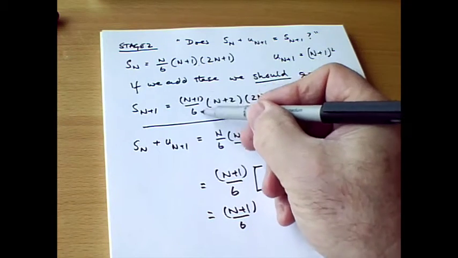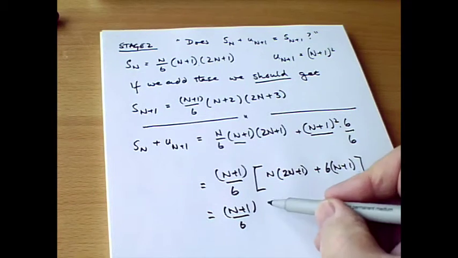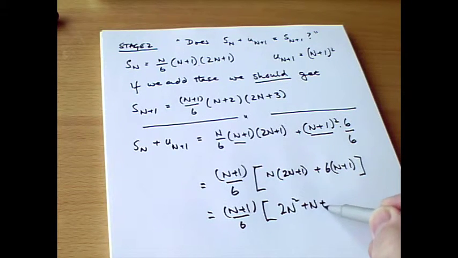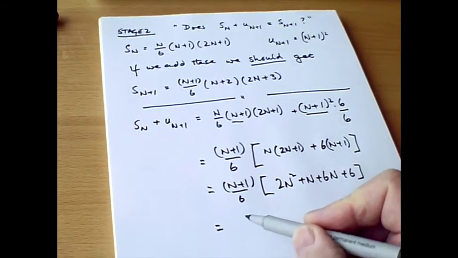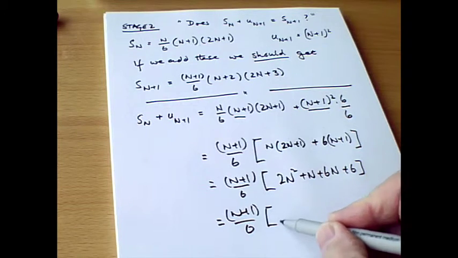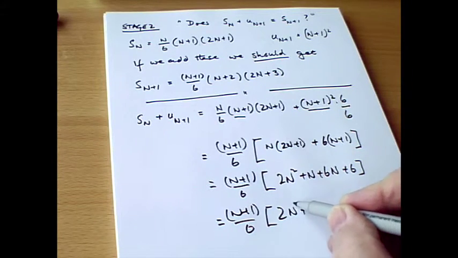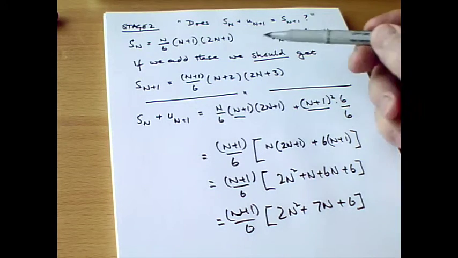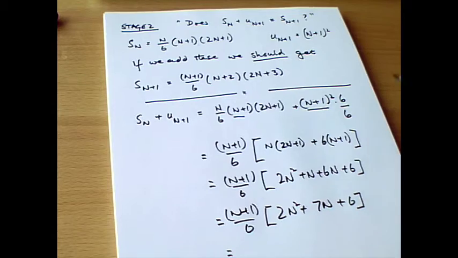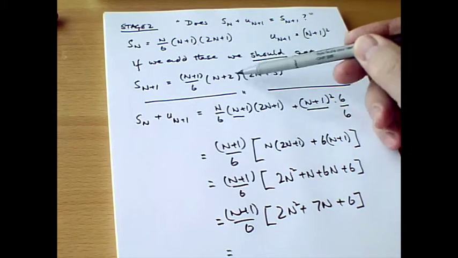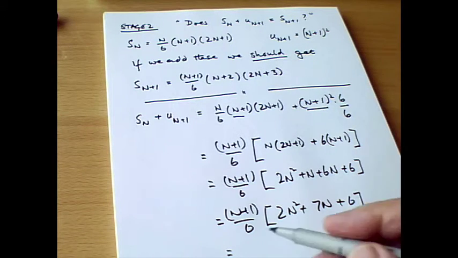You'll already notice that we quite like the first term. We've now got 2n squared and an n and another 6n and a 6, which is n plus 1 over 6 into 2n squared plus 7n plus 6. Now we know how this should factorise, and if we multiply these out, you can see the 2n squared, you can see the 3n and the 4n to give you the 7n, and you can see the 6 at the end.